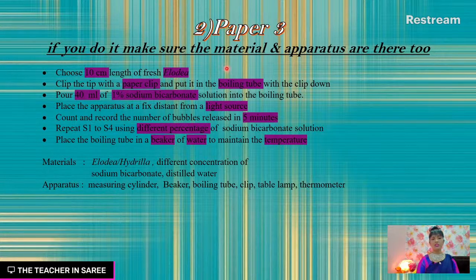Okay, so in this case, maybe the procedure that I put here is for the same experiment, just the one before, like the Elodea, and you're going to find out about the effect of carbon dioxide concentration. So look at that, choose 10 centimeters. If you want to see 10 centimeters, how do you measure the 10 centimeters? Go and see whether you have the ruler or not. Right, so this is how you check.